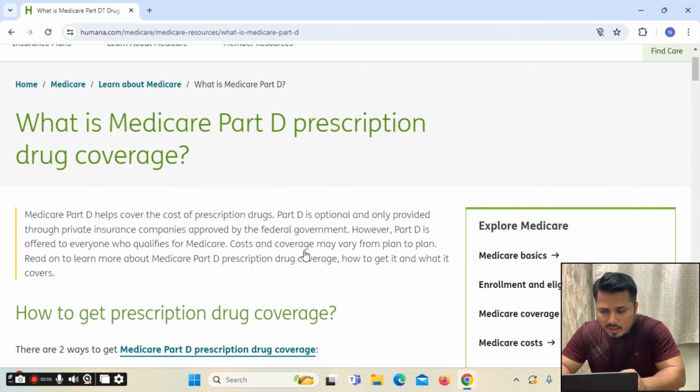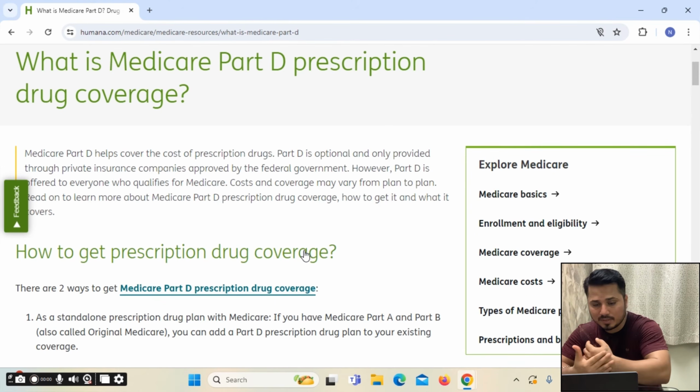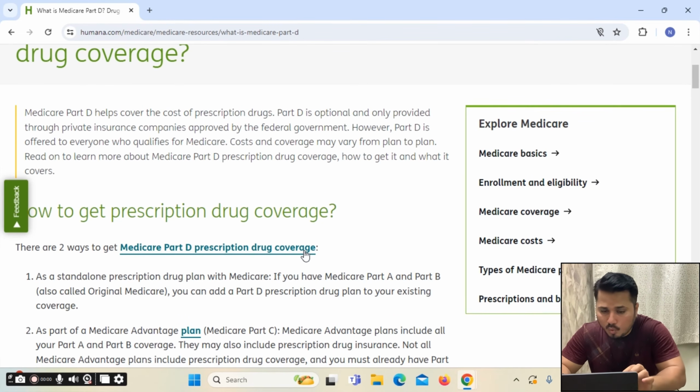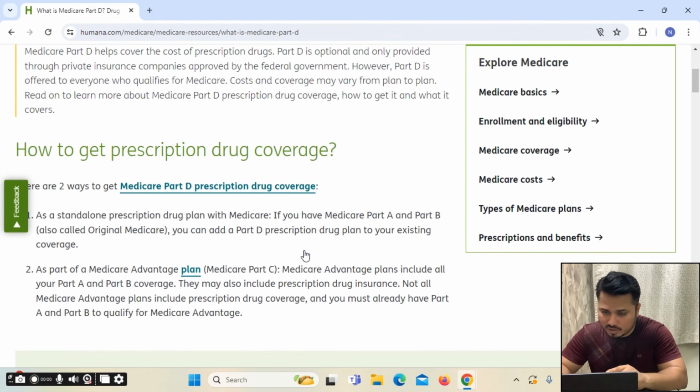Now, what is Medicare Part D prescription drug coverage? Medicare Part D helps cover the cost of prescription drugs. Part D is optional and only provided through private insurance companies approved by the federal government. However, Part D is offered to everyone who qualifies for Medicare. Costs and coverage may vary from plan to plan. Read on to learn more about Medicare Part D prescription drug coverage, how to get it, and what it covers.